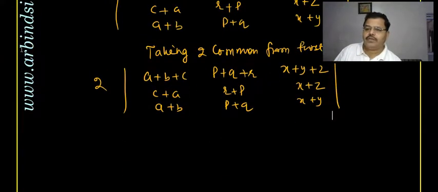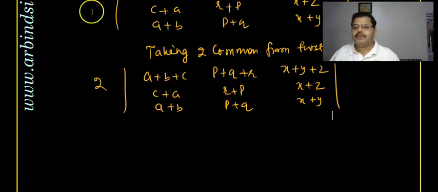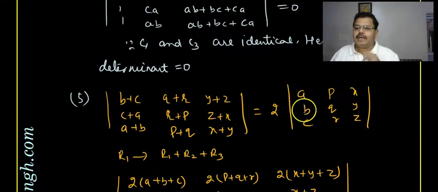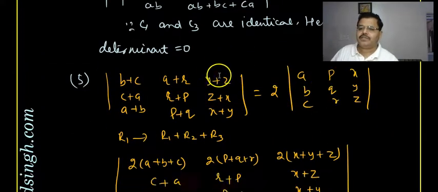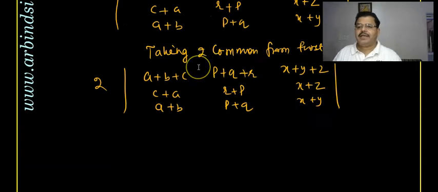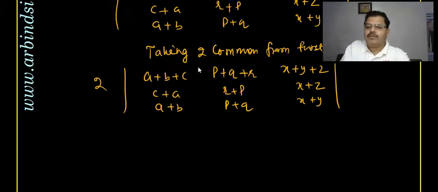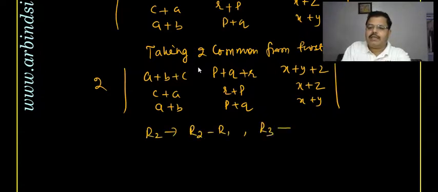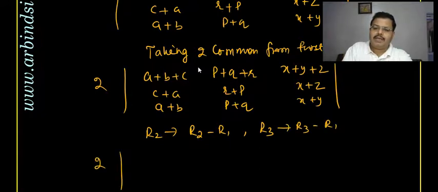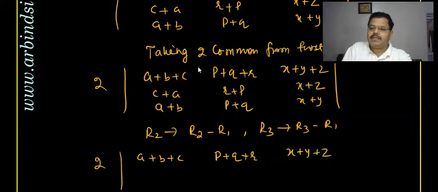Because there are single elements, see what to do. Here, the RHS has only single elements. So, to make it single, I subtract: R2 tends to R2 minus R1, and R3 tends to R3 minus R1. In that case, what will happen? Left here, A plus B plus C, P plus Q plus R, and X plus Y plus Z.